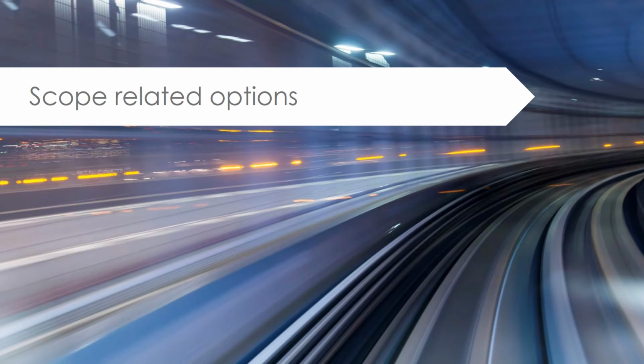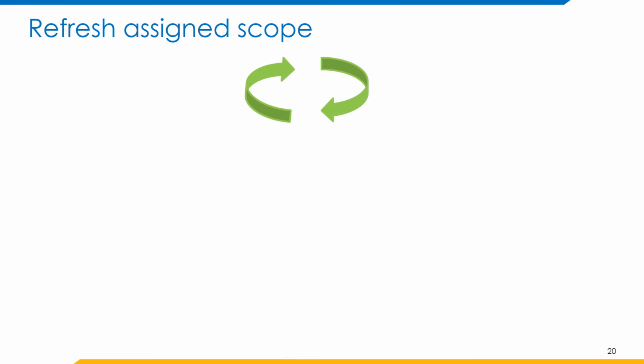The next options that we are going to consider are related to the scopes. Assigning the scopes in IIQ happens through the scope correlation rule. The option refresh assigned scopes helps us reevaluate the scope of the identity using the scope correlation rule. The scope correlation rule shall be evaluated against all the identities, and the scope of the identity shall be updated.